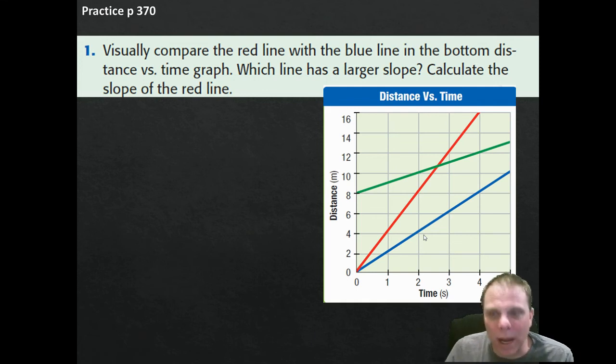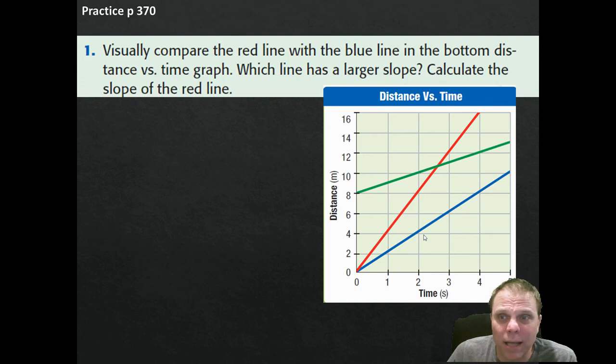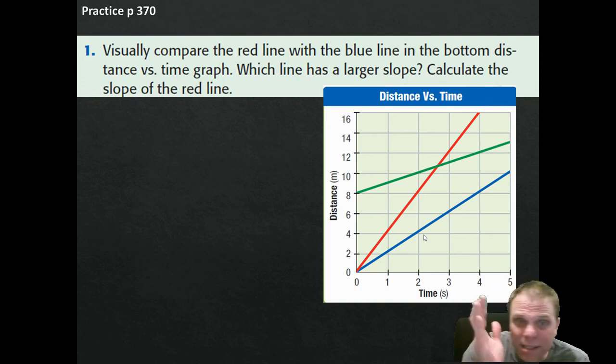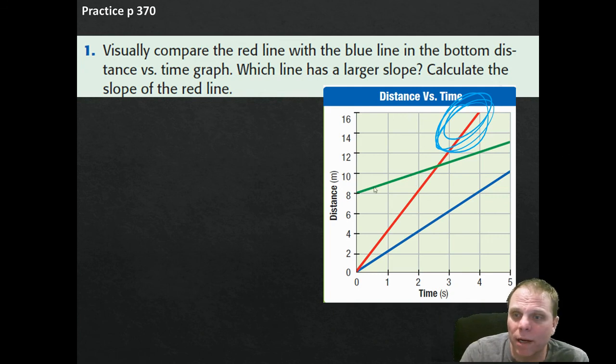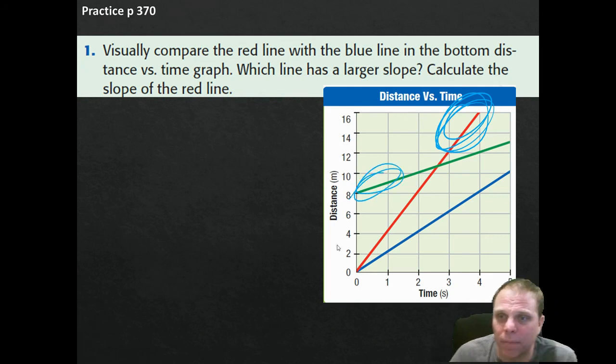And if we look at the red line versus the green line versus the blue line, which line has a larger slope? Well, the one that's steeper, right? And so immediately we can tell that this red one is going to be the fastest, right? And the slowest is going to be the one that is the flattest, and so that's going to be the green. How could we calculate the slope of the red line?